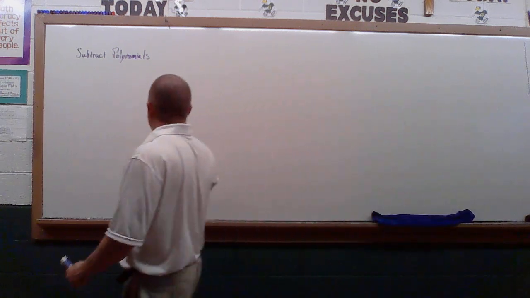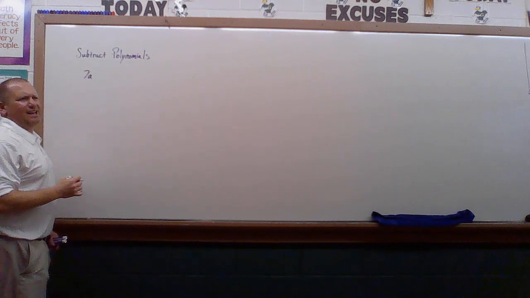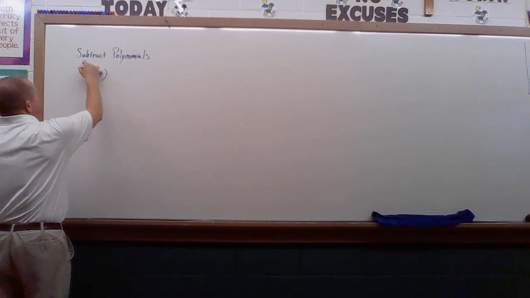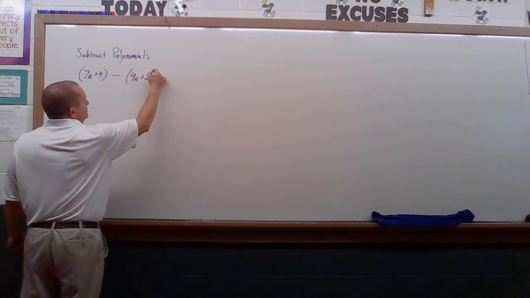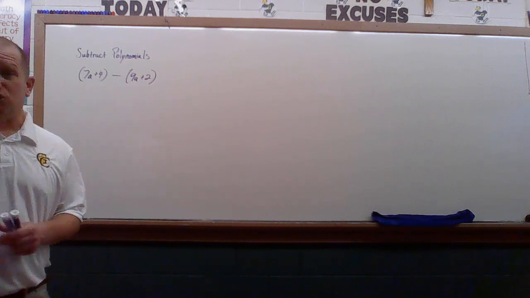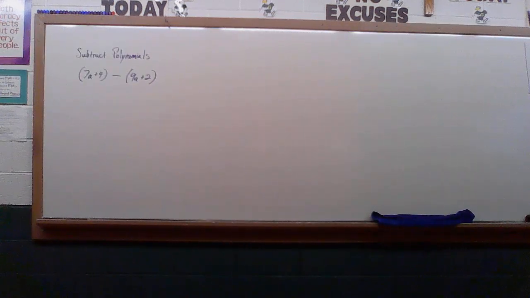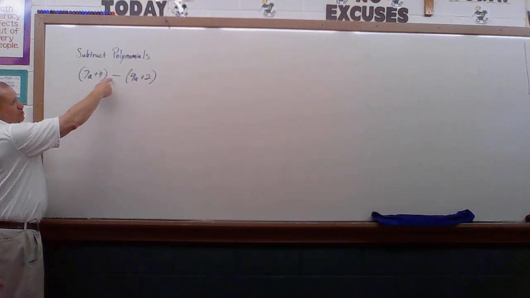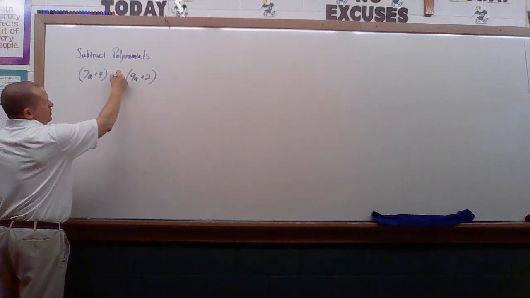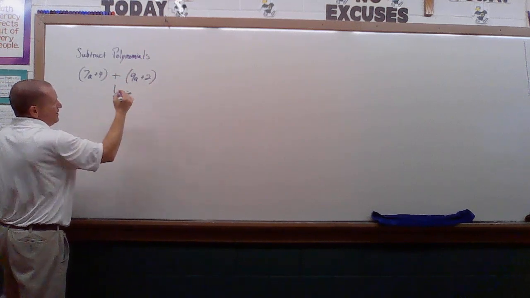So I want to start out by just writing down a problem, so we can talk about the problem. So 7a plus 4 inside parentheses minus 9a plus 2. So when we did subtraction of integers, what did we always do to get rid of the minus sign? We changed it to what? Addition. We added the opposite, right? Or keep, change, right? So we're going to keep, again, the first parentheses, change to addition, but then we need to change everything after that.